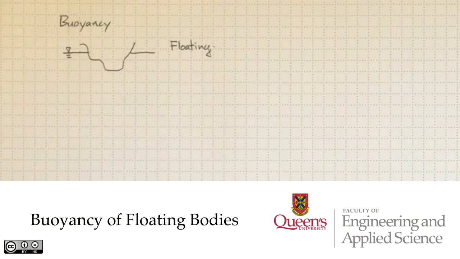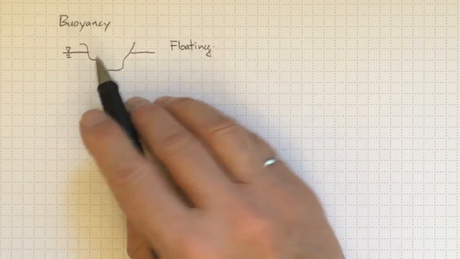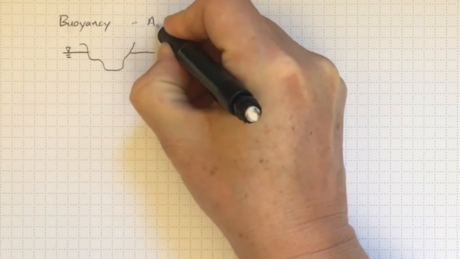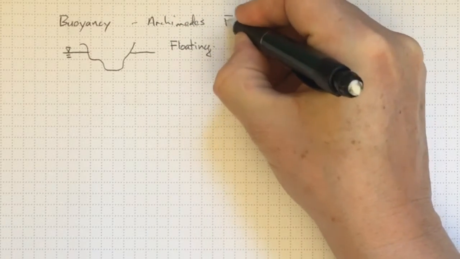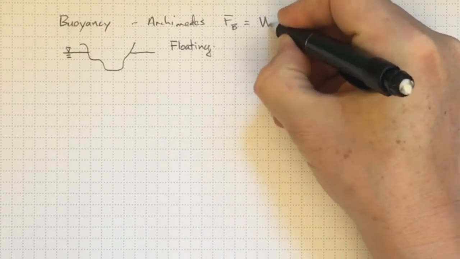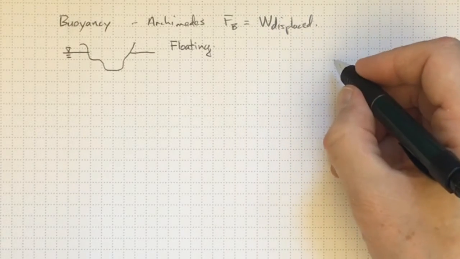Now we're going to have a look at buoyancy and why things float. We all know that if something's lighter than water, it'll float on top of the water. And we all saw in school that Archimedes, with his eureka moment, told us that the force of buoyancy was going to be equal to the weight of water displaced. So let's unpack that a little bit.